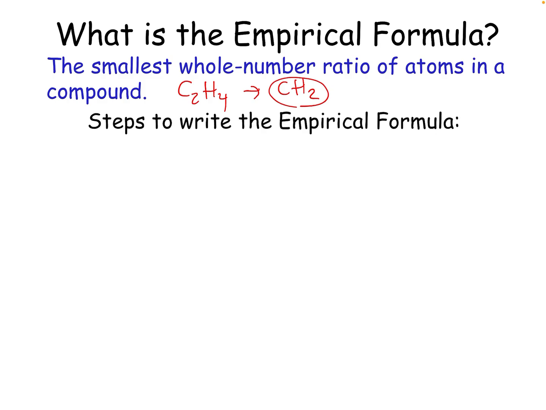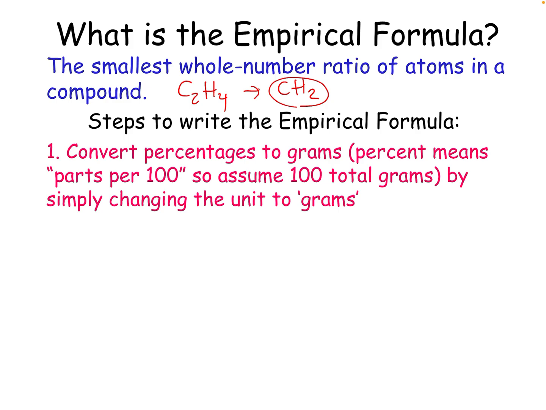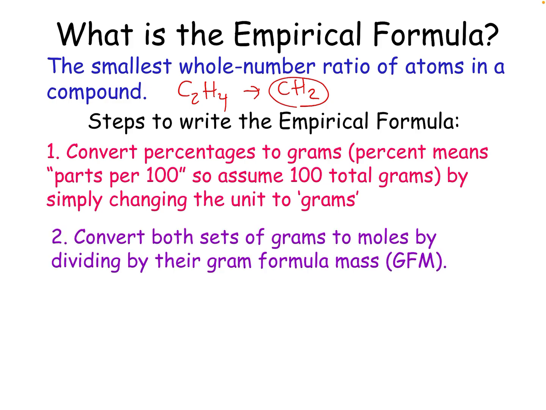So, here are the rules. Step 1. If you are given percentages in your problem, like, I have 65% of something and 35% of another thing, convert those percentages to grams by simply changing the units to grams. So 65% of something becomes 65 grams of something. Convert both sets of grams to moles. In order to do that, you've got to divide by GFM. And to find GFM, you just use your periodic table.